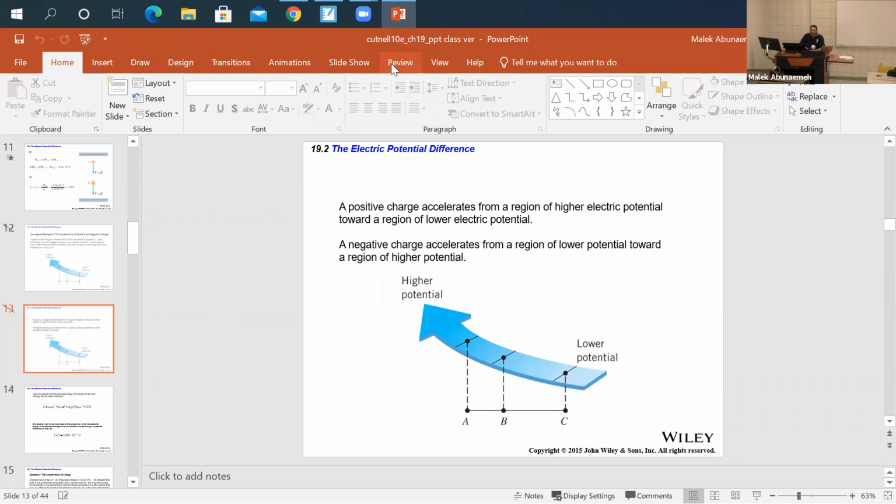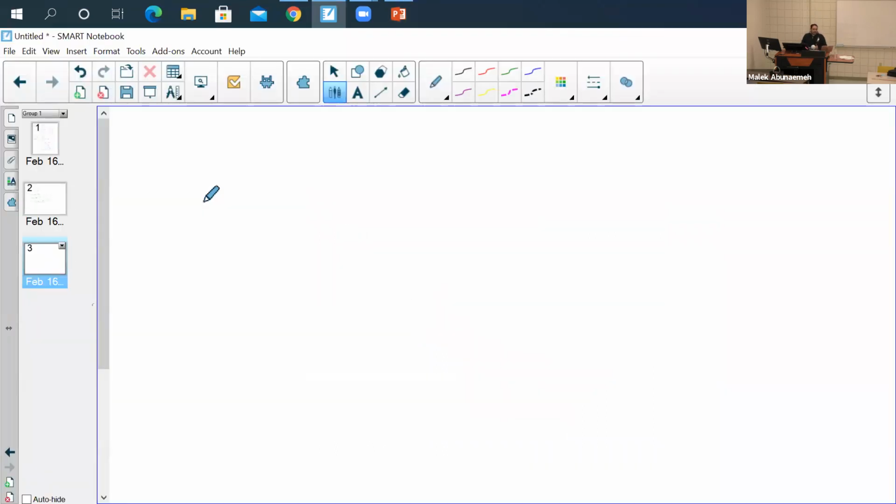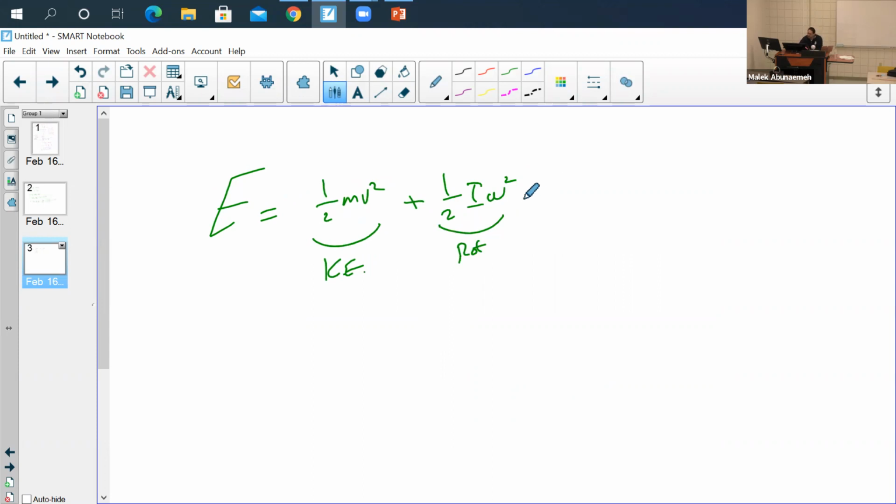Now, when we're talking about the energy that an object can have, we're talking about the total energy. So your total energy is going to equal 1/2 mv squared, which is your kinetic energy, plus 1/2 I omega squared, which is your rotational energy, plus your gravitational potential energy, plus, if you have a spring, 1/2 kx squared.